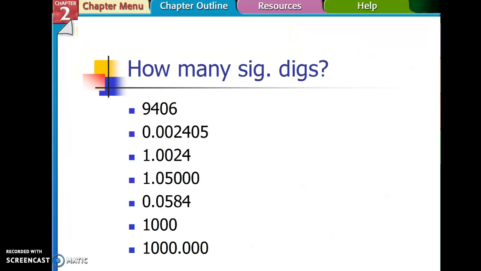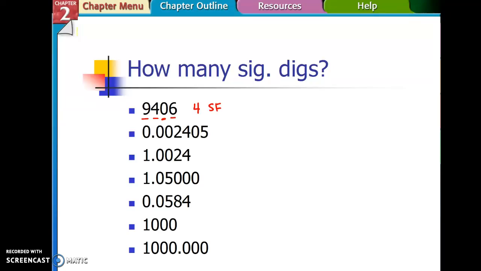So, how many significant digits or how many significant figures? I'm going to look at 9,406. So right here, we know the 9, the 4, and the 6 are all significant because of Rule 1. They are all non-zero digits. That 0 in the middle is sandwiched, so that makes it significant. So my answer right here is that there are 4 significant figures.